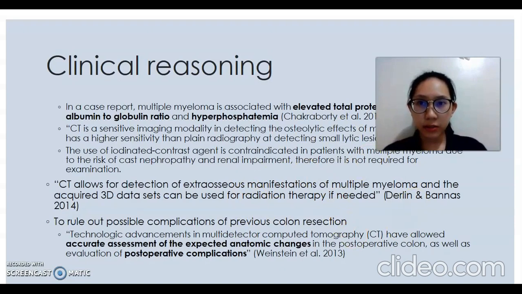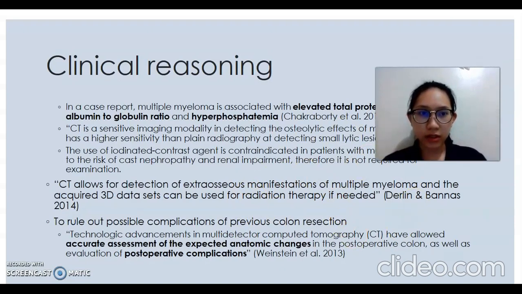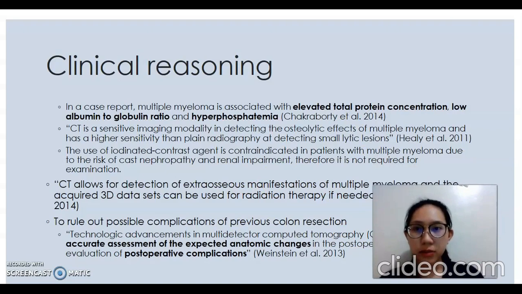There's another case report by Chakraborty et al. In this case report, multiple myeloma is associated with elevated total protein concentration, low albumin to globulin ratio, and hyperphosphatemia, which is similar to the lab tests undergone by this patient.